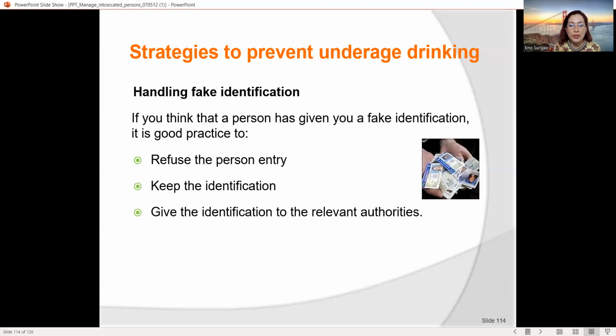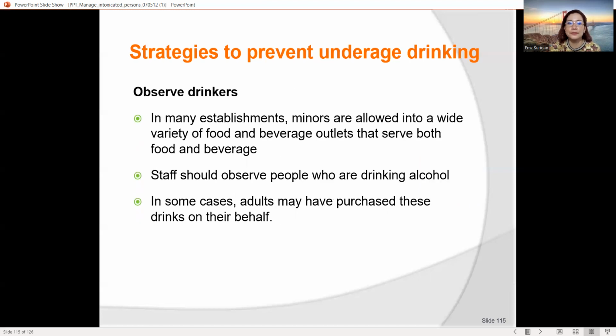If you think that the person has given you a fake identification, it is good practice to refuse the person's entry, keep the identification, and give the identification to the relevant authorities in order for them to be notified that this person fabricated the particular identification, which is fake.